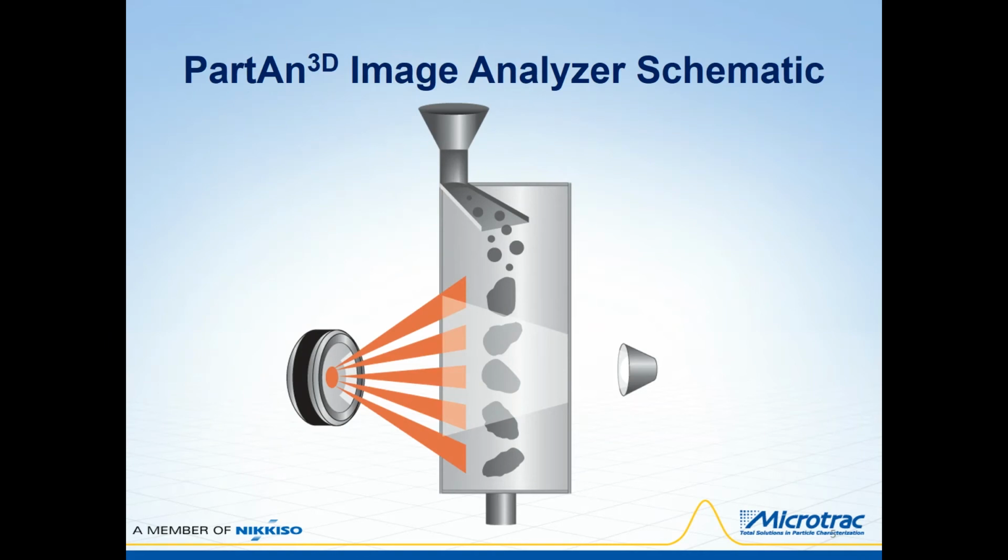Here's a schematic which shows the simplicity of dynamic image analysis as used in the PartAn 3D analyzer. The dry sample placed in the funnel on the right moves on a vibratory feeder to the edge of the sensing zone, where it falls by gravity through the sensing zone and is collected in the sample box at the bottom. A light strobe on one side of the sensing zone lights the particles as the digital camera on the other side photographs the particles as they tumble through the sensing zone.